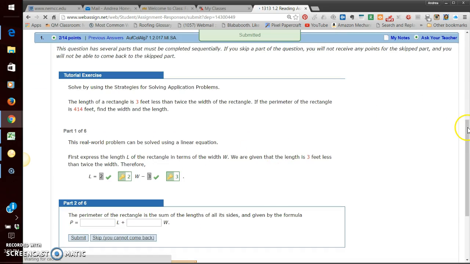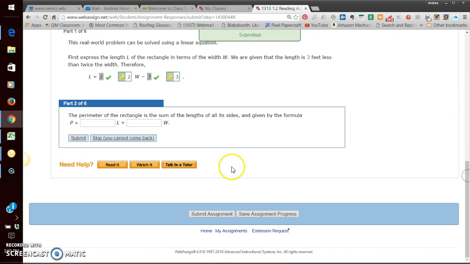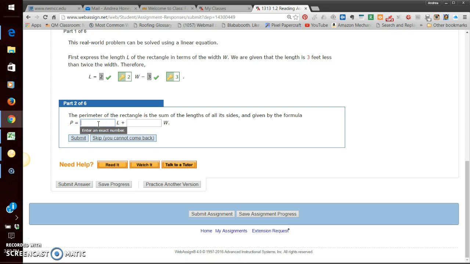And it comes up with the second part. And again, read real carefully. The perimeter of the rectangle is the sum of length and size and given by the formula. Now, you're going to need to type in the formula. It already has the L and the W and the P. So it's P equals 2L plus 2W. That's the formula for perimeter, and that's going to be the same for everybody.